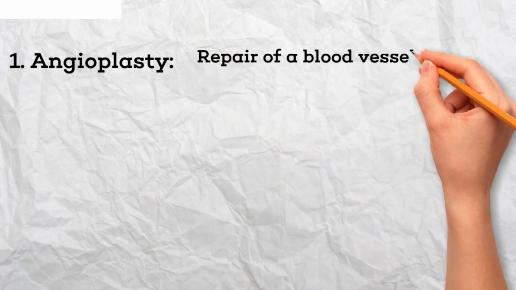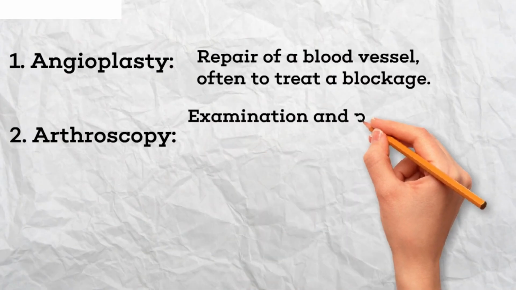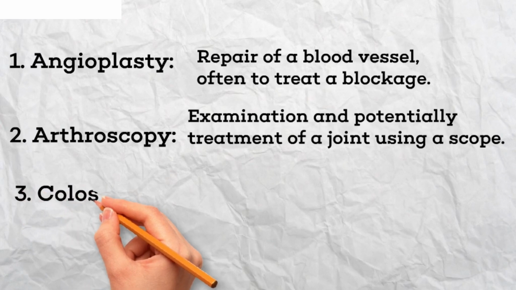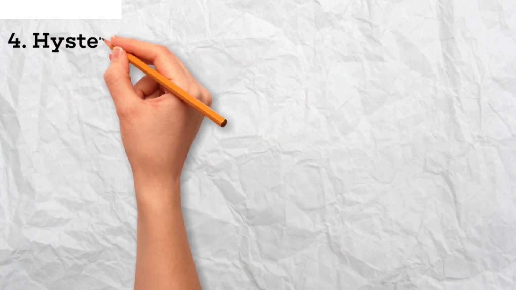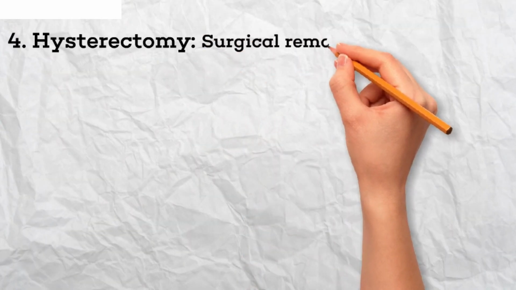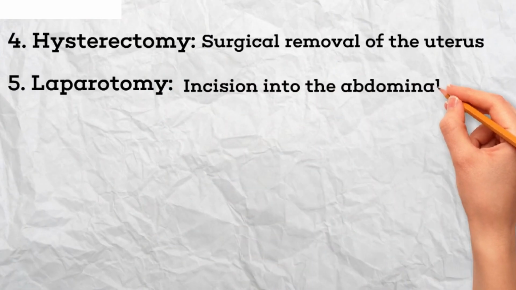1. Angioplasty. Repair of a blood vessel, often to treat a blockage. 2. Arthroscopy. Examination and potentially treatment of a joint using a scope. 3. Colostomy. Creation of an artificial opening in the colon. 4. Hysterectomy. Surgical removal of the uterus. 5. Laparotomy. Incision into the abdominal cavity.